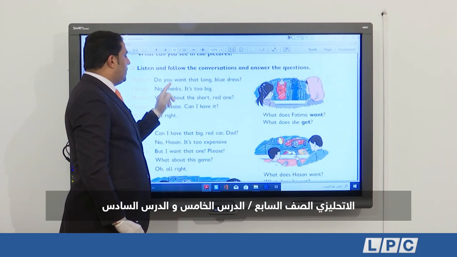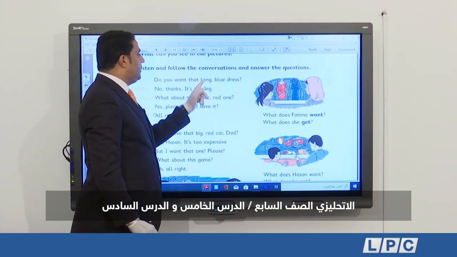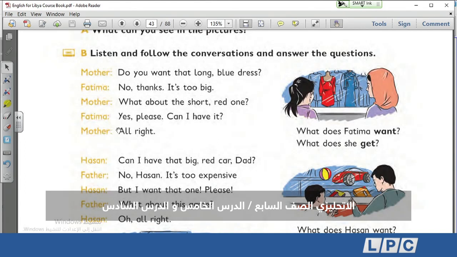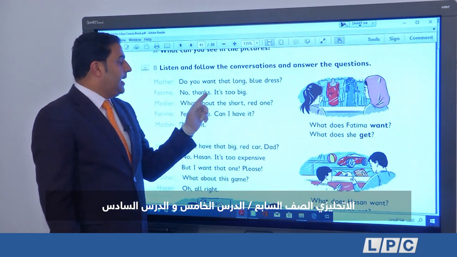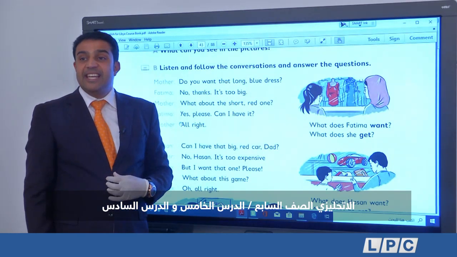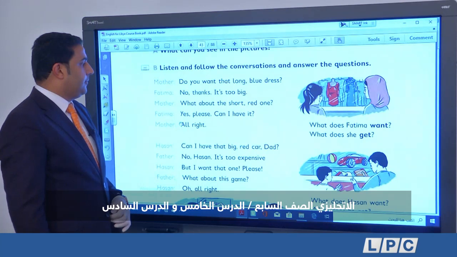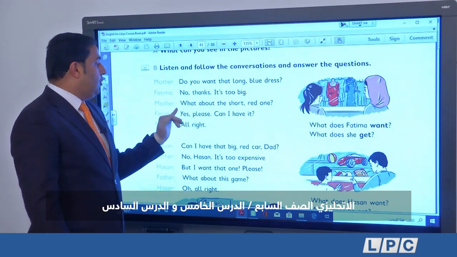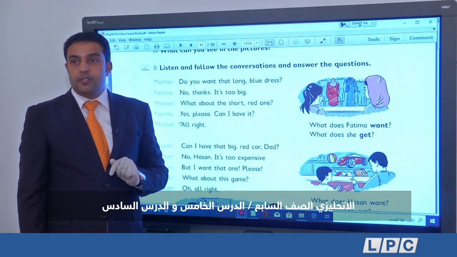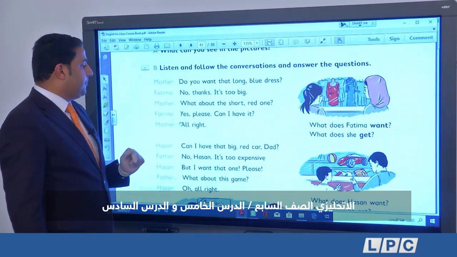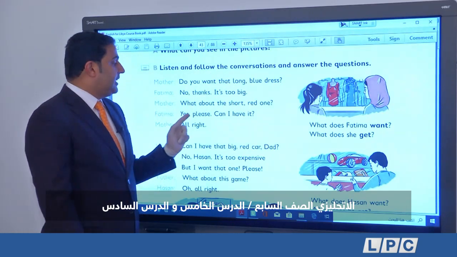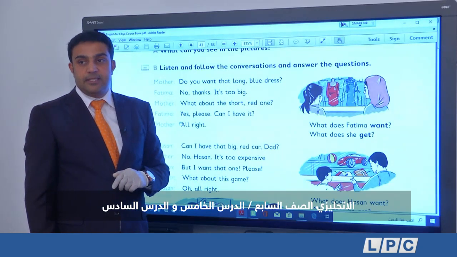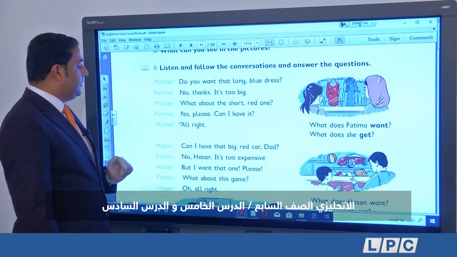Mother, do you want that long blue dress? Fatima, no, thanks, it's too big. Mother, what about the short red one? Fatima, yes, please. Can I have it? Mother, all right.